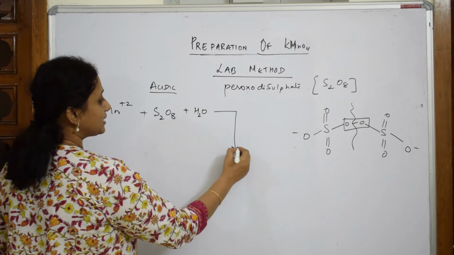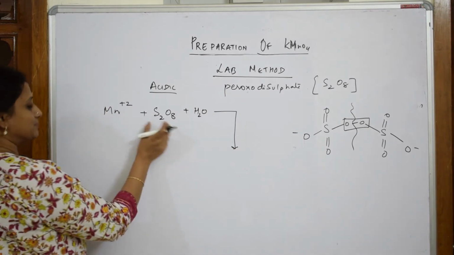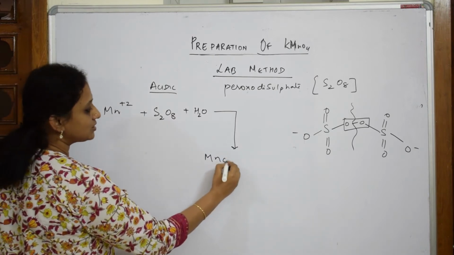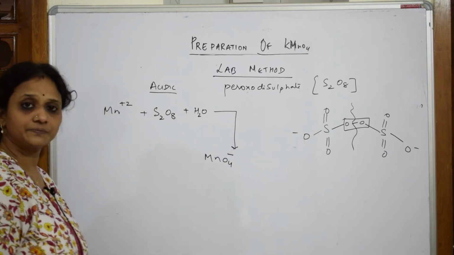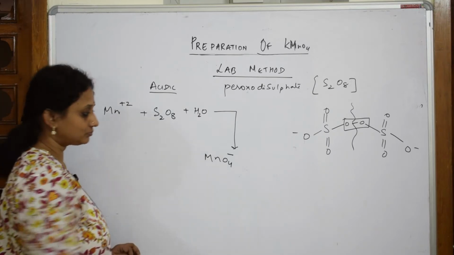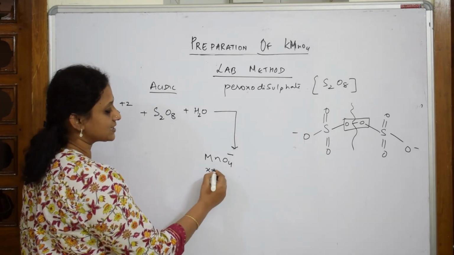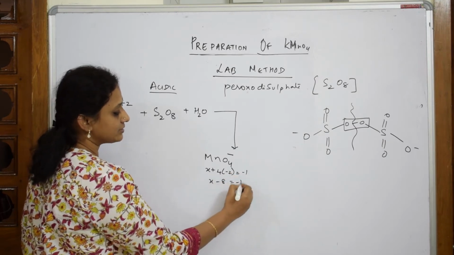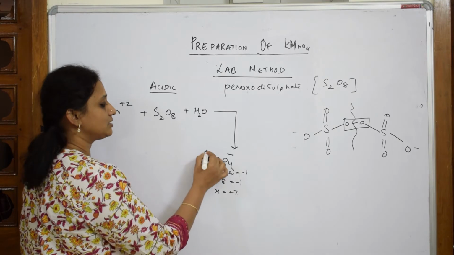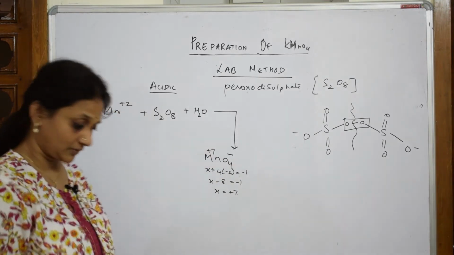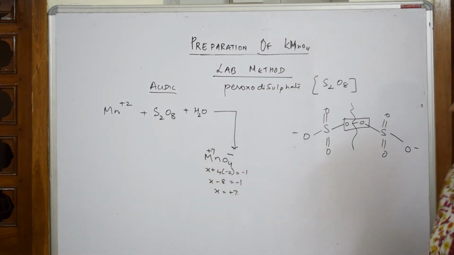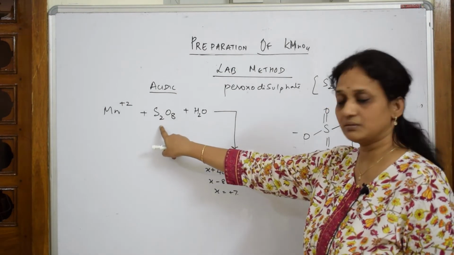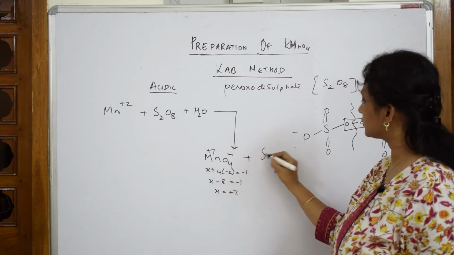Now when I have to write the final reaction, just remember this Mn+2 is getting oxidized to a higher oxidation state, MnO4 minus. Now here it is +2. Here when I calculate, x plus 4 into -2 is equal to -1. x minus 8 is equal to -1. x is equal to +7. So here the oxidation state is +7, a higher oxidation state. Done.